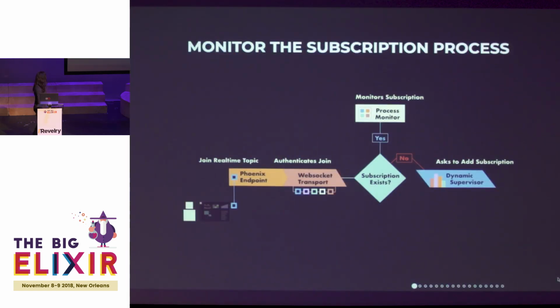Cool. And that's what this would look like, right? A user joins a real-time topic. We ask if the subscription exists. We see that it does. Then we try and see if it exists globally or not, or on our node or not. If it exists on our node, we don't want to monitor it. If it exists on a separate node, we know that we should probably be monitoring that process.